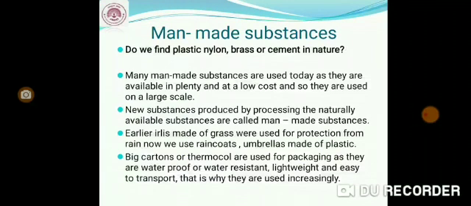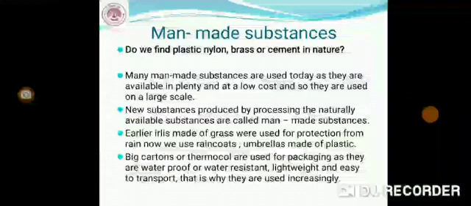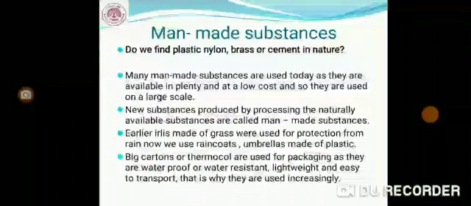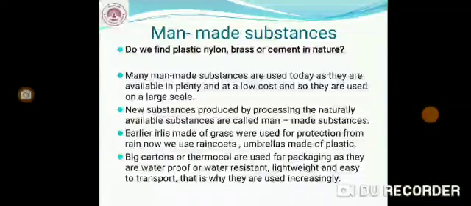Man-made substances. Now, do we find plastic, nylon, brass or cement in nature? Do you just walk around and you find plastic growing somewhere? Is it naturally available, or nylon, or brass, or for that matter even cement? No, none of these are naturally available. Okay, they are made.